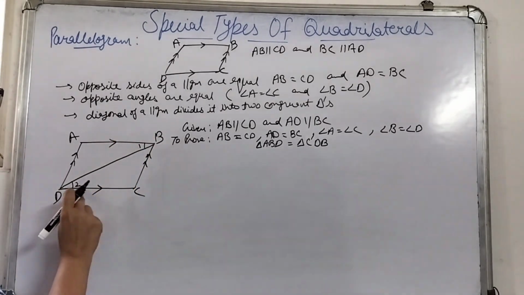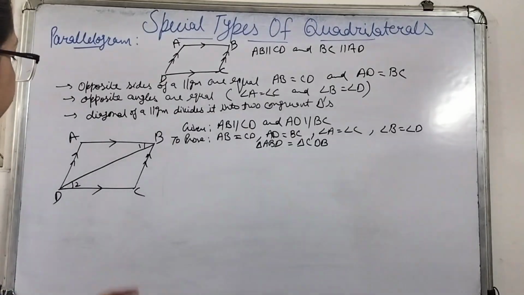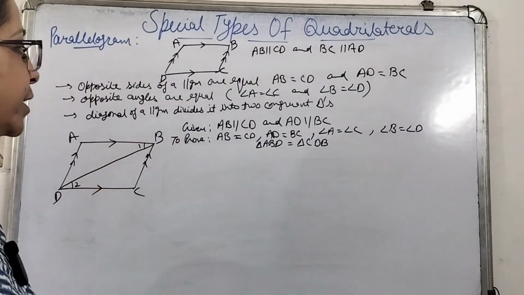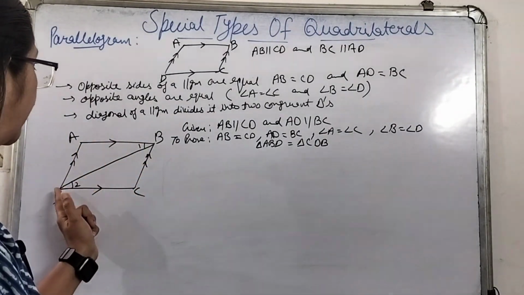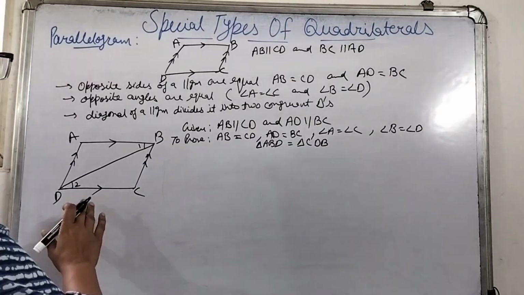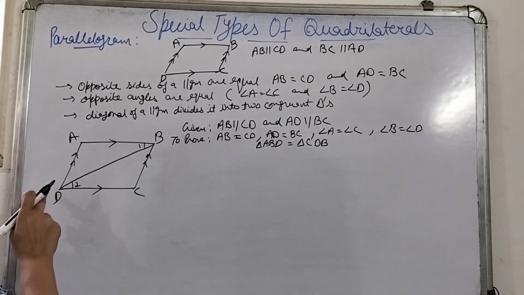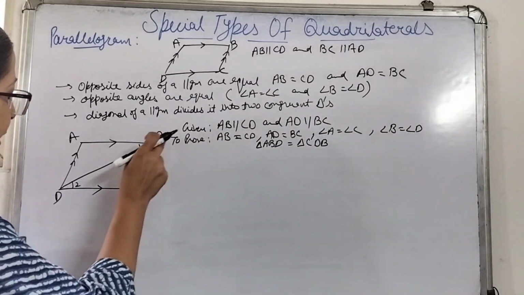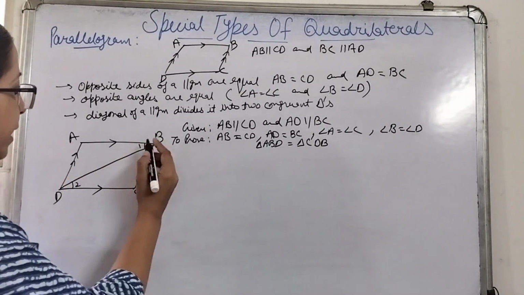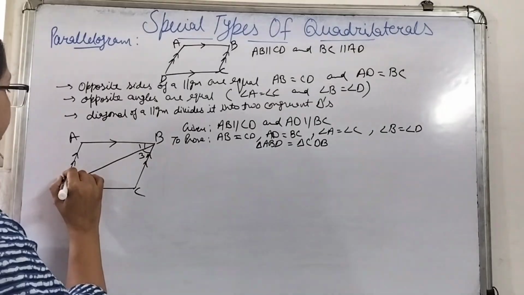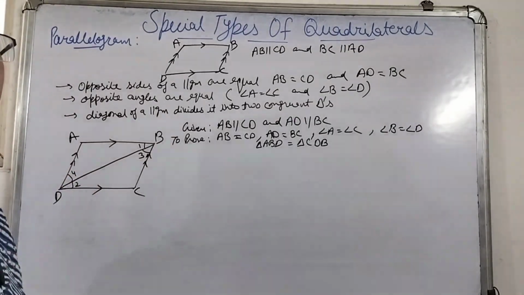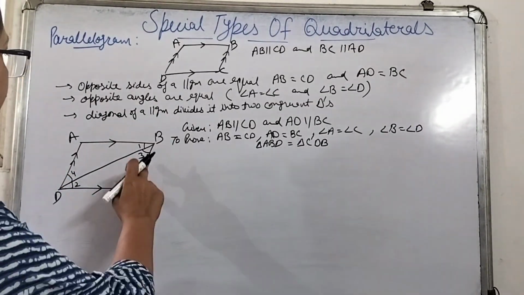So angle 1 and angle 2 are alternate angles. So angle 1 will be equivalent to angle 2 because AB is parallel to CD. Right? We can say that easily. Now, because we know that BC is also parallel to AD, that means BD will be the transversal for that. That means angle 3 will be equivalent to angle 4 because they are alternate angles.